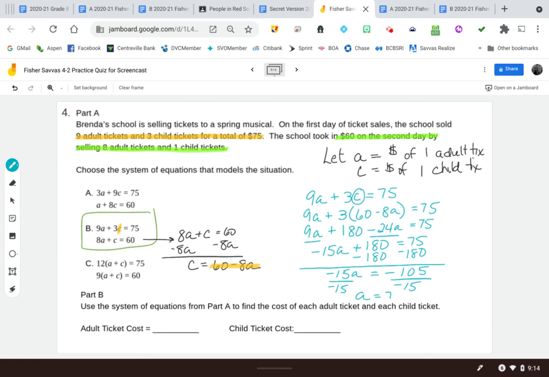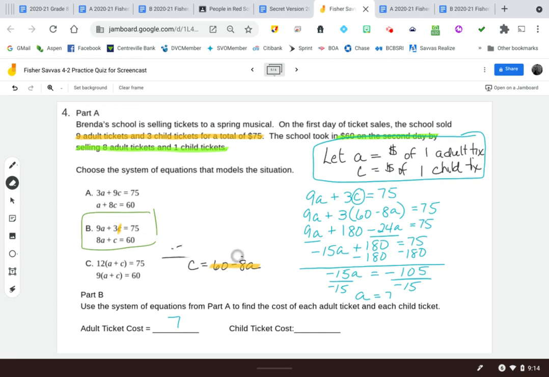All right, so that would be the cost of one adult ticket, since again, where am I getting that from? What I represented up here, okay? So a is equal to 7. The last thing I need to do is figure out what the cost of a child's ticket is. So I need to go back and plug in my value for a into one of the two equations.